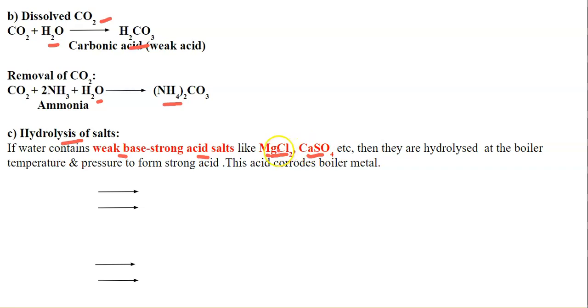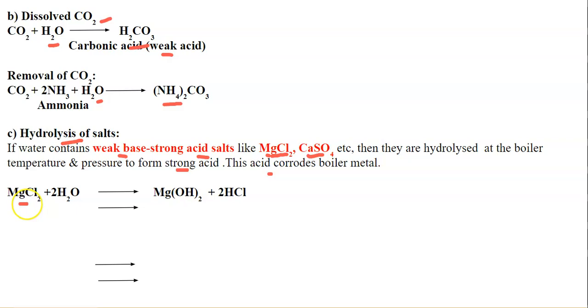So you can see these are the salts of weak base and strong acid. Then they are hydrolyzed at the boiler temperature and pressure to form strong acid. And this acid is going to corrode the boiler metal. If a weak acid is there, it will lead to the corrosion of boiler metal but at a slower rate, while if a strong acid is formed, it will corrode the boiler metal at a faster rate.